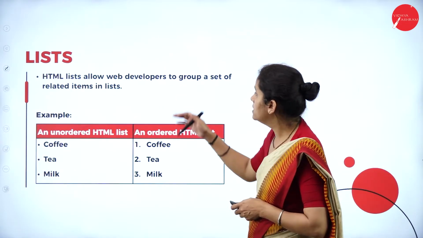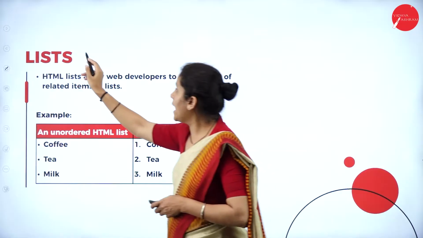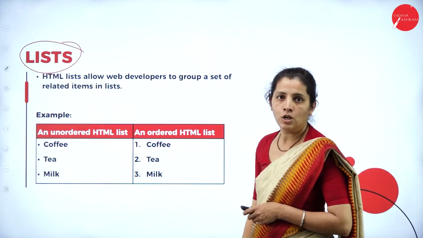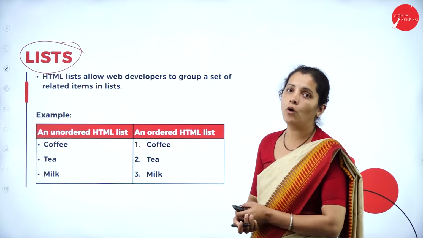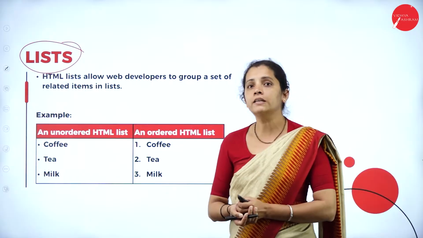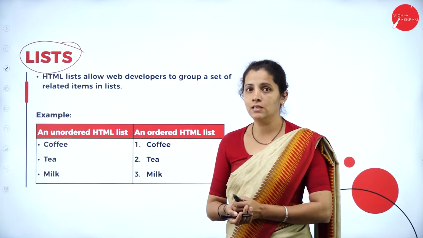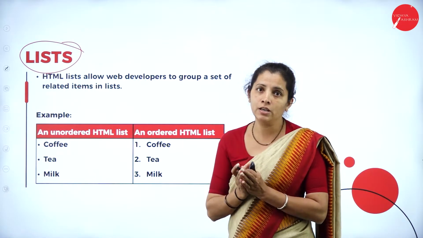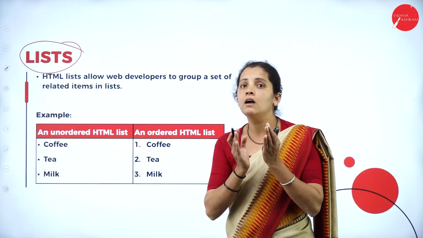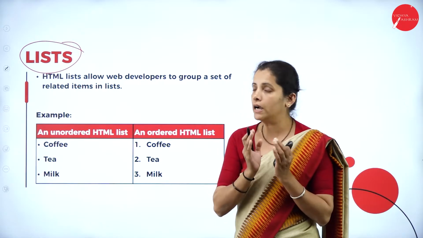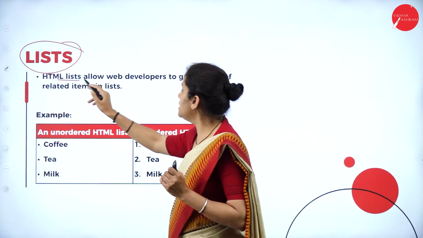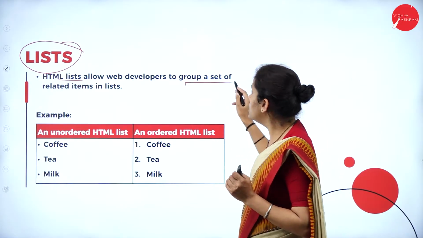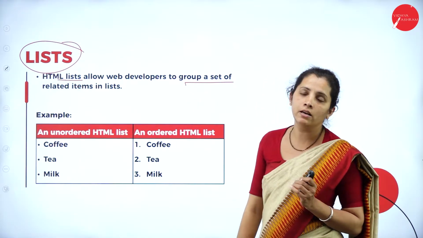Anyway, dear students, then I have another very important topic, that is nothing but the list. So what is a list? Why do I want a list? There are certain times I want to list the items one after another. In some particular order, I want to display the items or the content. So, HTML lists allow web developers to group a set of related items in a list.